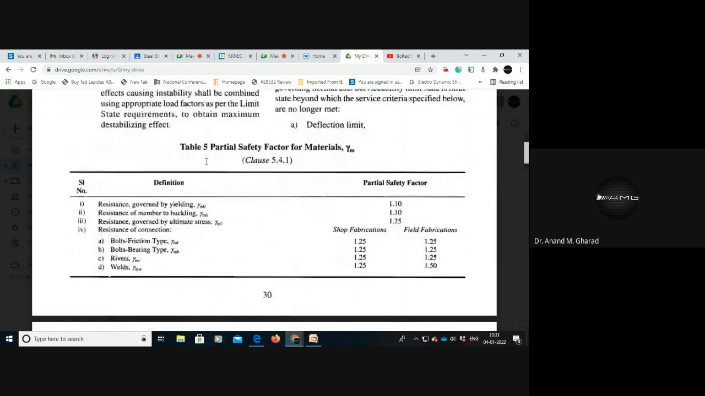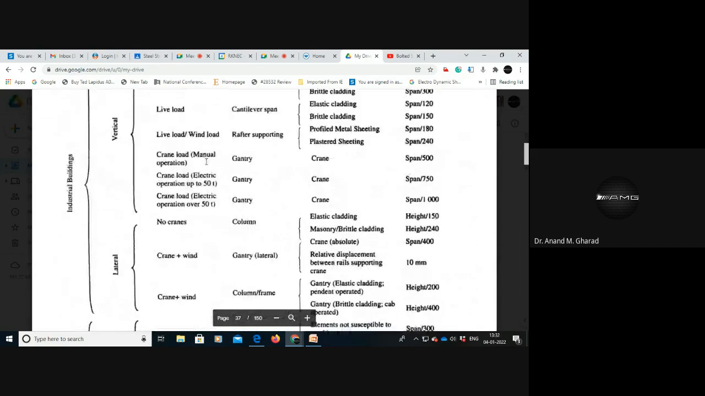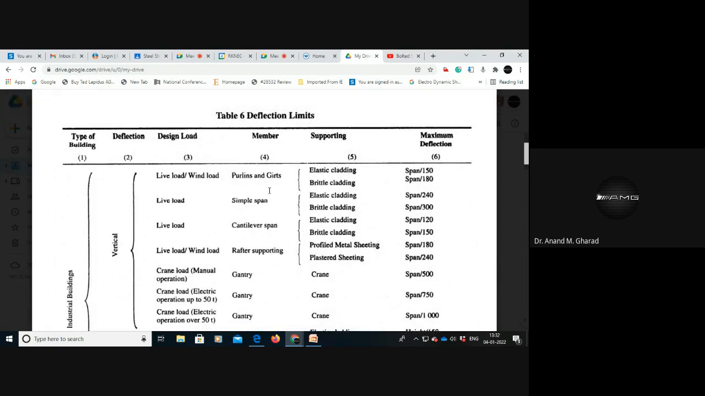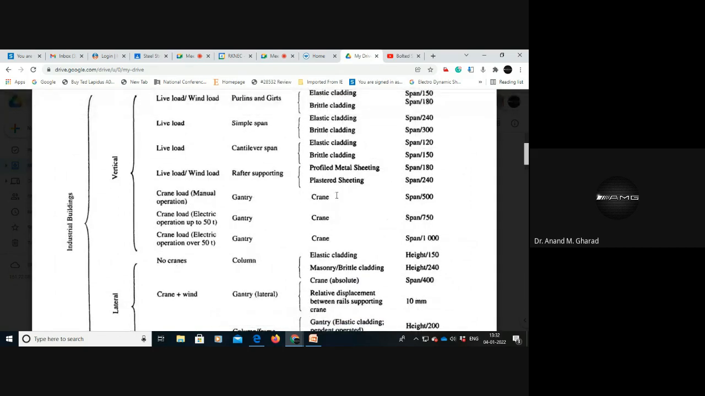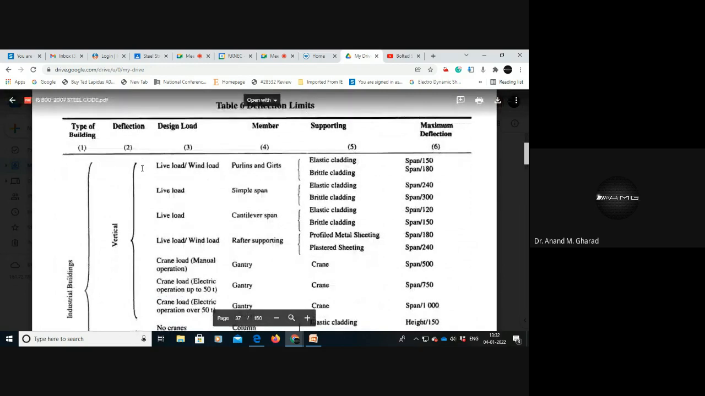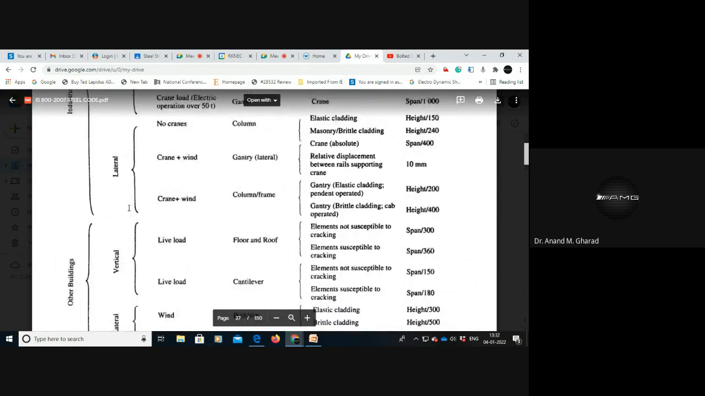Okay? Then this is the deflection part. These are the deflection limits which are proposed. This is nothing but the limit state of serviceability. So from here, you can check whether whatever design you have proposed is safe for serviceability limits or not. So these are different conditions and different limits which are specified. All the types of buildings are covered, industrial and other buildings.